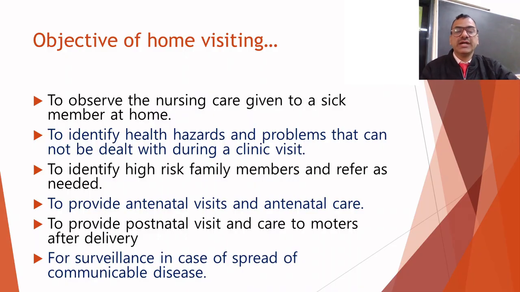Then, to identify high risk family members and refer as needed. Sometimes the person who is at risk is not visiting the clinic. Especially older people or teenagers have problems but avoid the clinic visit. So during a home visit we can identify them and their problems, and we can refer them.